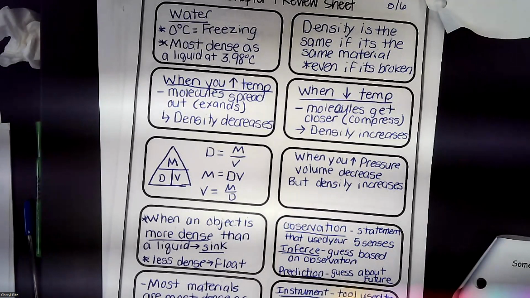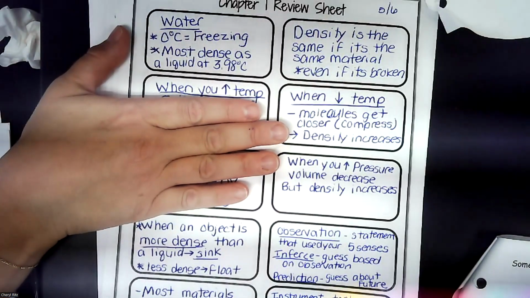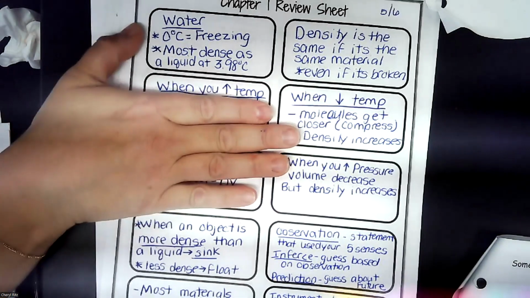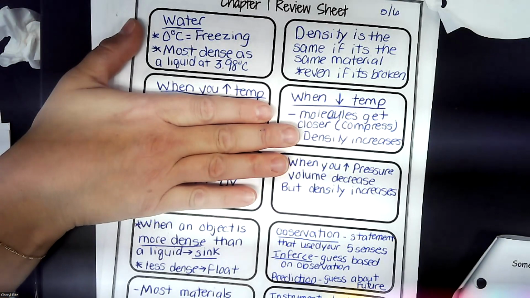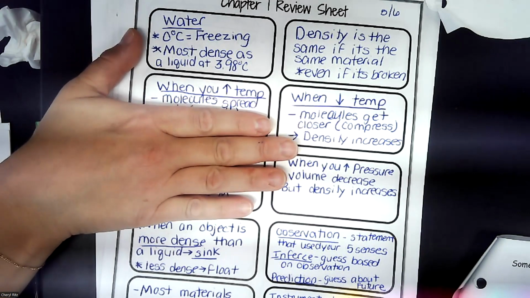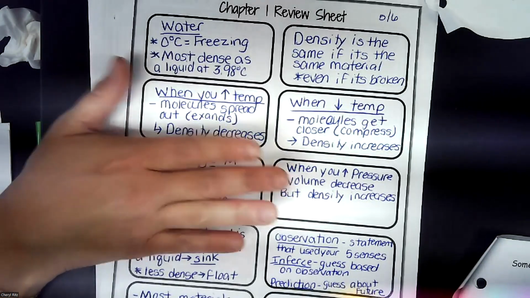So what do I mean? Do you know them? If you have a study partner, or even if you're by yourself, cover up, like in this one, and ask yourself, what happens when you increase temperature? What do the molecules do? And you should say that they spread out, and because they spread out, they become less dense.